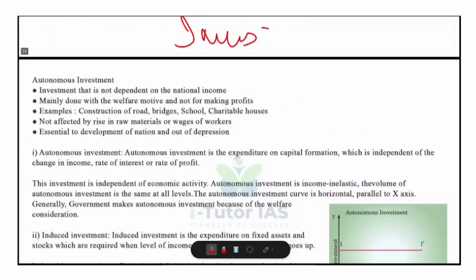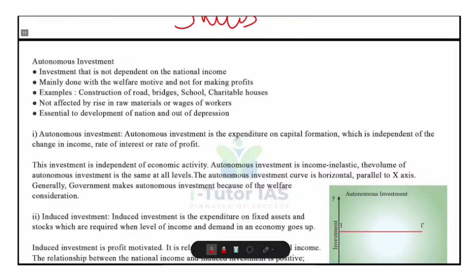Now, what are the different types of investments? Let's look at it one by one. First one, autonomous investment. Autonomous investment refers to the investment that is independent of the level of income or output in the economy. In other words, even if people's income falls or rises, this kind of investment remains unchanged. It is usually undertaken for social welfare or long-term development and not for immediate profit.